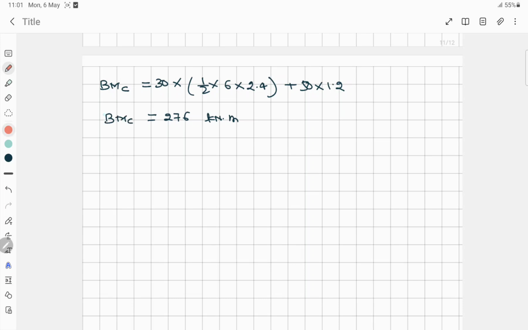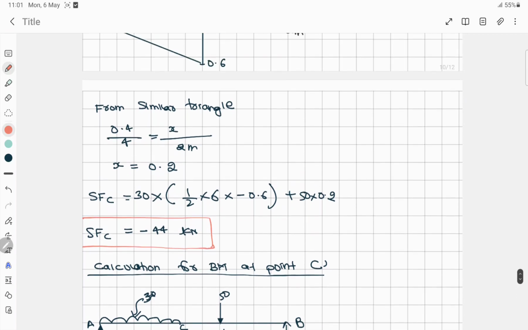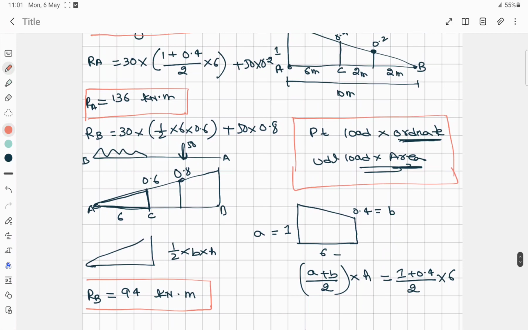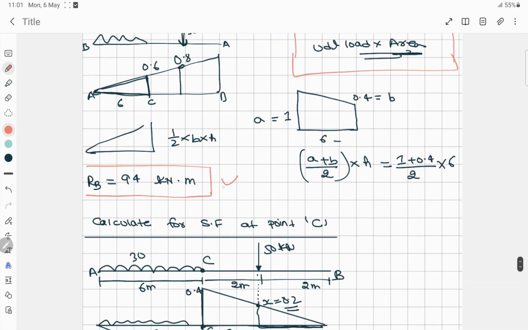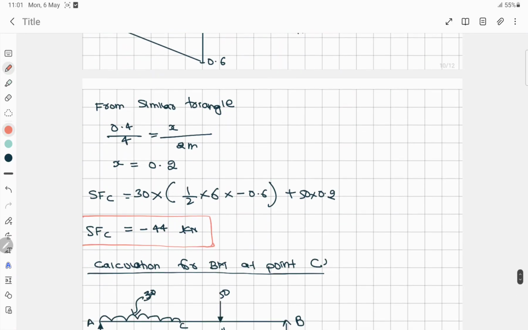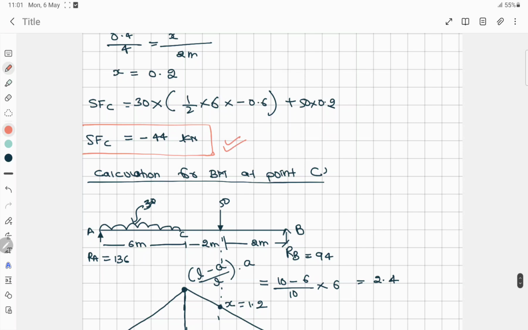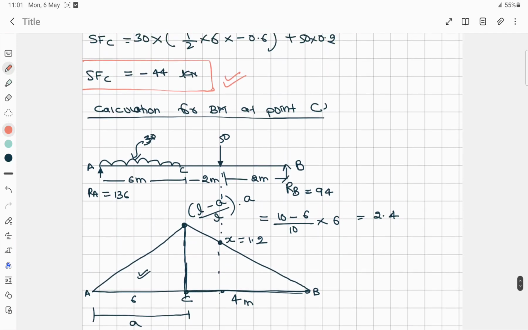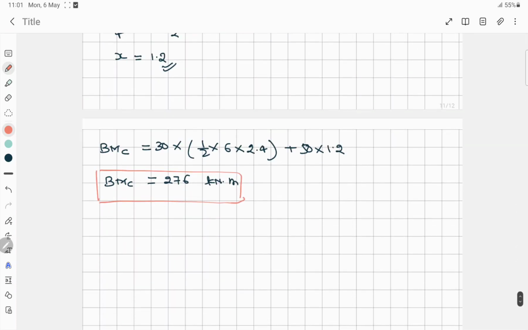Okay, so here we have all the values with us. First one was to find the reaction, that is the RA value and the RB value. Next is the shear force at point C, which is minus 44 kilonewton. And the third one is the bending moment at point C, and this is the value of bending moment at point C. Okay, thank you.